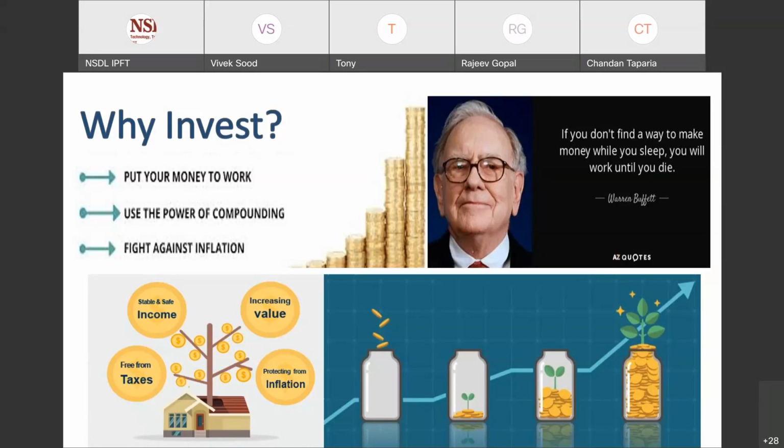Now the question is, what are the reasons for investment? Increasing value, protection from inflation, and a stable and safe income. Everyone is looking for financial freedom. See, we are in an independent country, India.